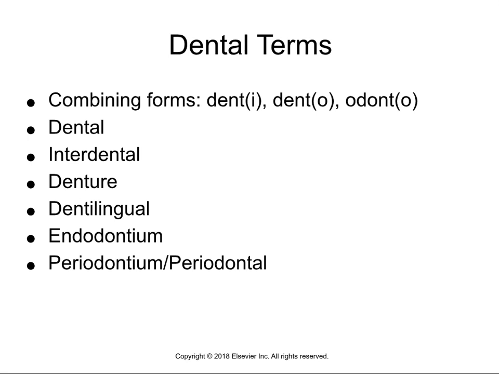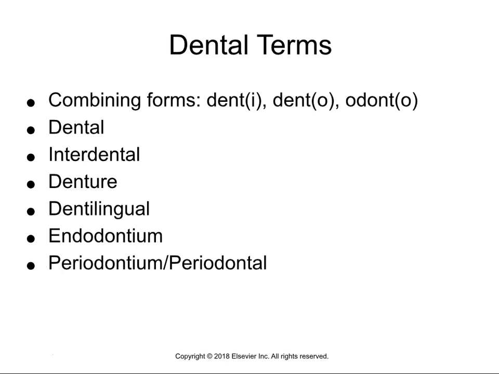Then we have the term denture. Denture refers to a set of teeth. This can either be your natural teeth or artificial teeth. But denture refers to a set of teeth. A lot of times we use it to talk about the artificial set though. Then we have dentilingual. Dentilingual means pertaining to teeth and the tongue.